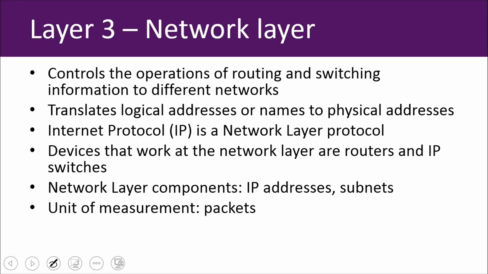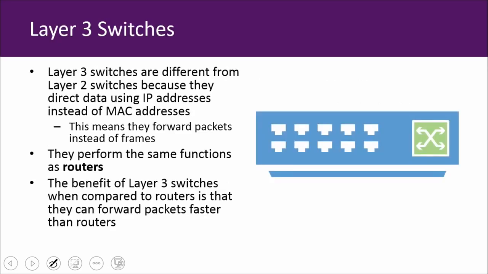A major protocol that we're going to learn a lot about today, called the Internet Protocol, is a network layer protocol. Also, IP is typically what it's referred to as. And devices that work at the network layer are routers, and then layer 3 switches, which can also be called IP switches. Okay. There are a few different network layer components. You got IP addresses and also subnets, which we featured in our last module. And the unit of measurement here is called a packet.